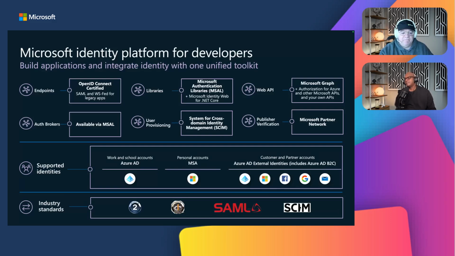Now, at the very foundation of it all, we are built on standards. We're built on OpenID Connect. We're built on SAML and SCIM, as I talked about before, for provisioning, OAuth and OAuth 2. These are core to how we have implemented our system. So that means that it's often possible to interact with all kinds of other systems who implement these same standards.